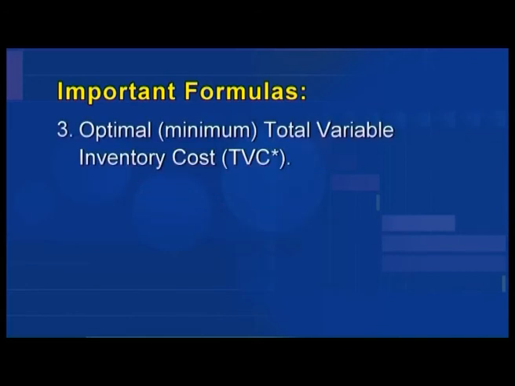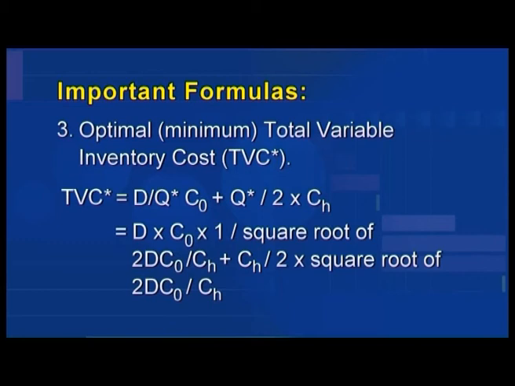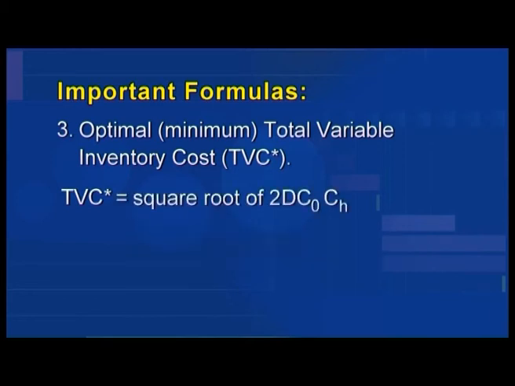Optimal minimum total variable inventory cost. TVC star is equal to D by Q star times C0 plus Q star by 2 times CH, which is equal to D times C0 times 1 by the square root of 2 times D times C0 by CH, plus CH by 2 times the square root of 2 times D times C0 by CH, which is equal to the square root of 2 times D times C0 times CH.